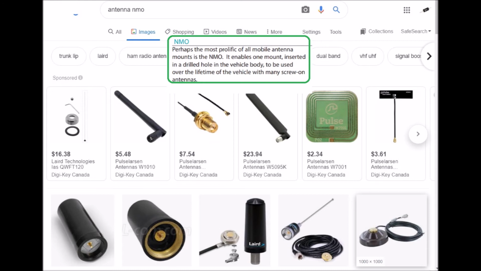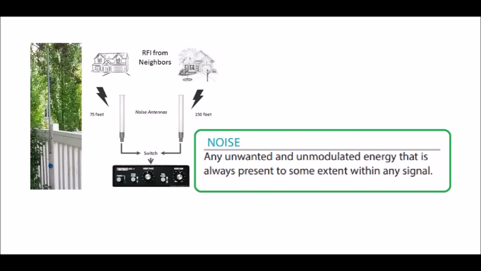NMO. Perhaps the most prolific of all mobile antenna mounts is the NMO. It enables one mount inserted in a drilled hole in the vehicle body to be used over the lifetime of the vehicle with many screw-on antennas. Noise. Any unwanted and unmodulated energy that is always present to some extent within any signal.